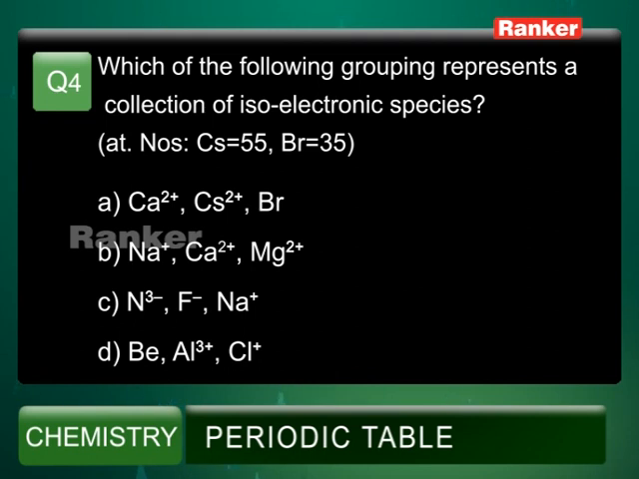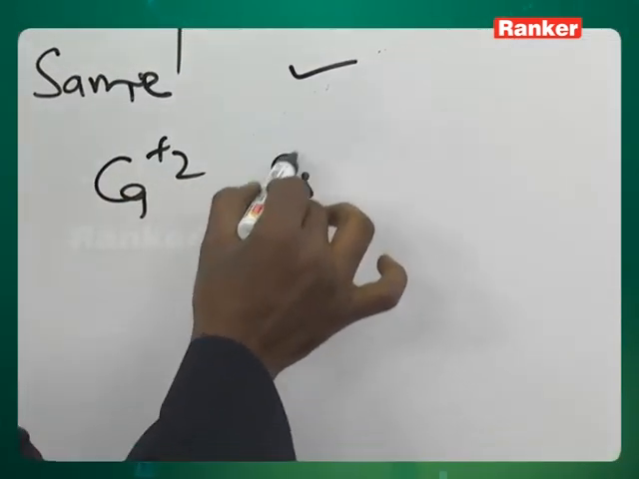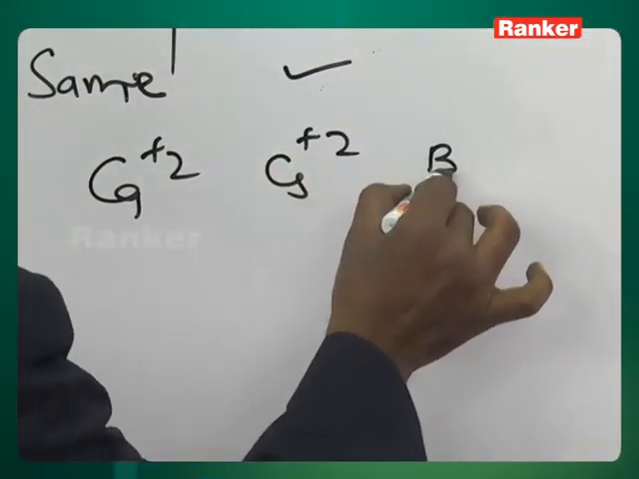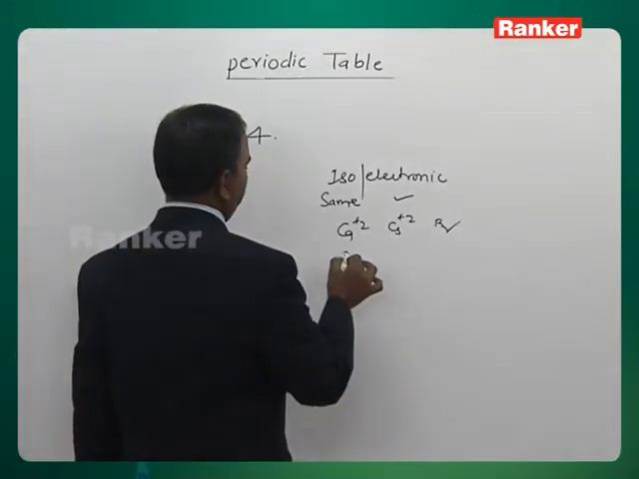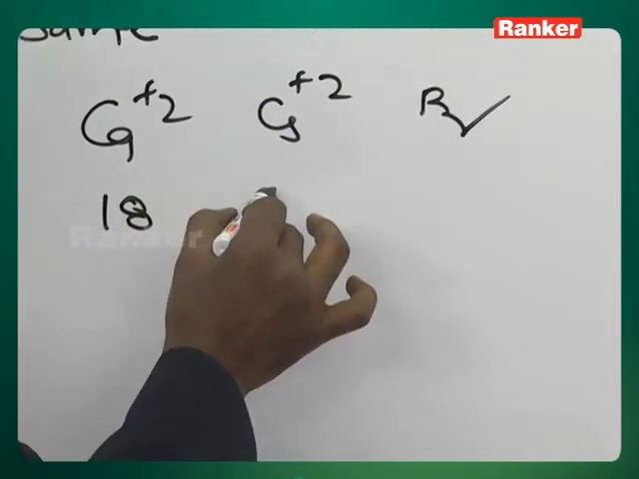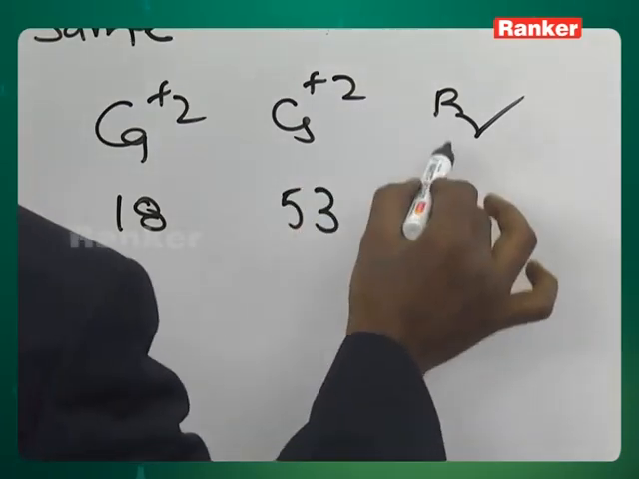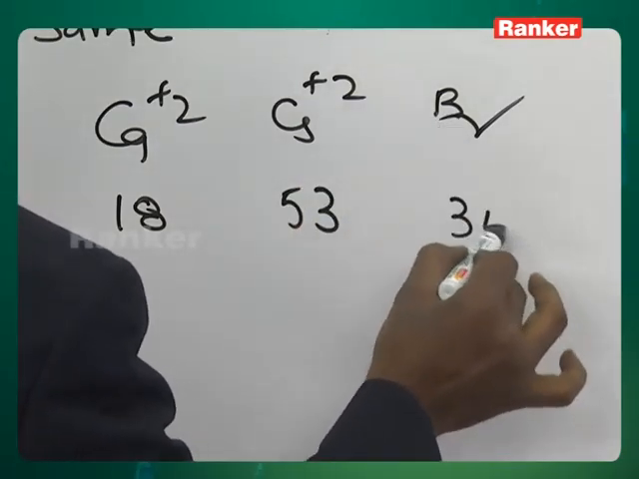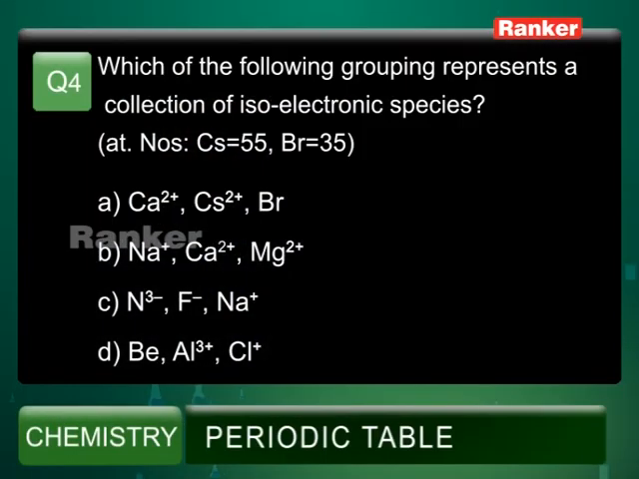Option A is given as Ca plus 2, Cs plus 2, Br. The atomic number of calcium is 20, so the number of electrons here is 18. For cesium it is 55, therefore it becomes 53. Bromine as such is given, with atomic number 35.